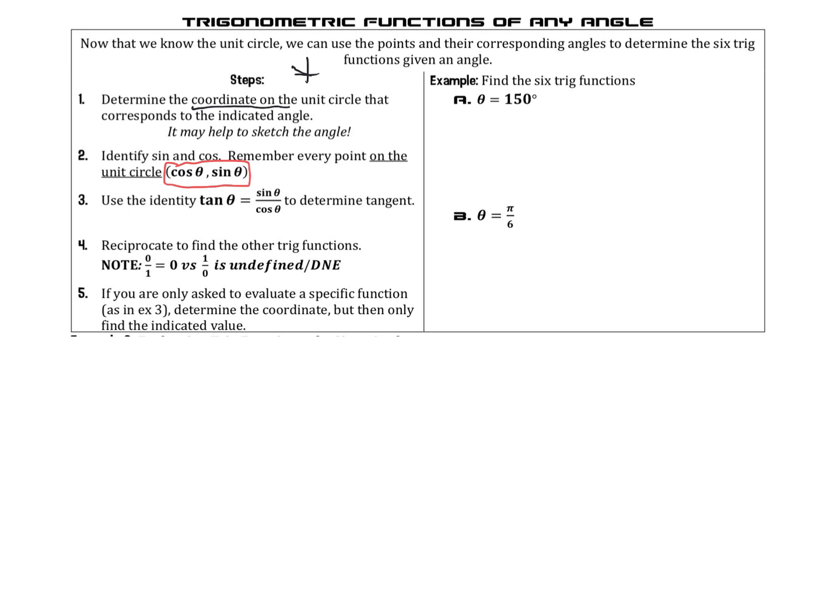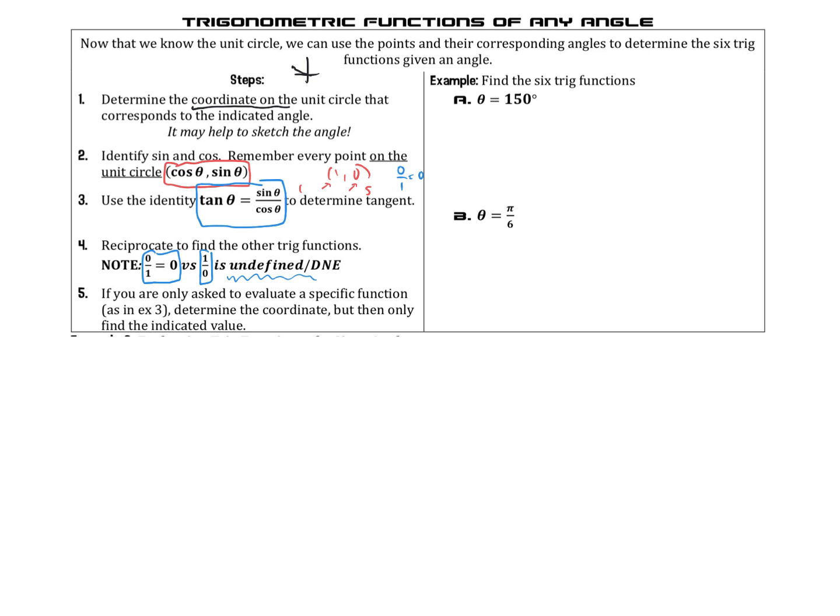So if we had the point 1, 0, for example, that means that cosine is 1 and sine is 0 at that angle. The next tool we want to use is that tangent of theta is sine over cosine. So again, if we were using this point, we could find tangent because we could take the sine value and divide it by the cosine value to get 0. Which leads me to another point. Just as a reminder, if you have 0 over 1, that means 0. If you have 1 over 0, that is undefined.